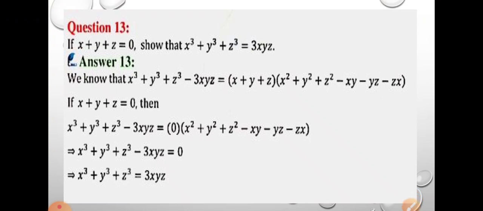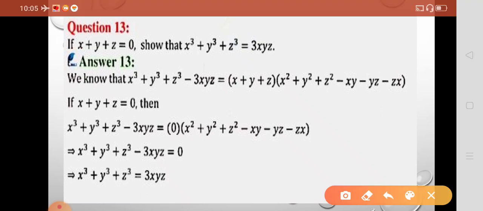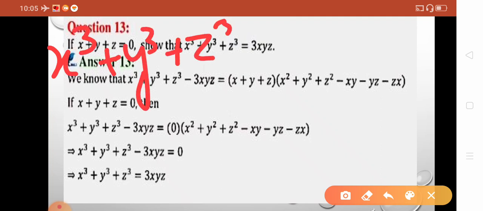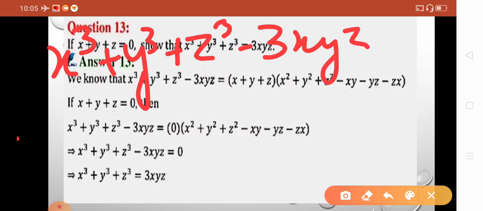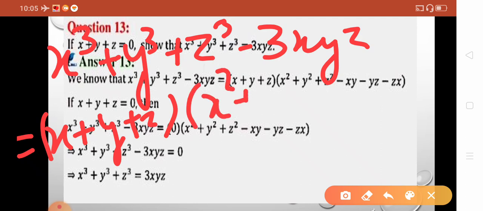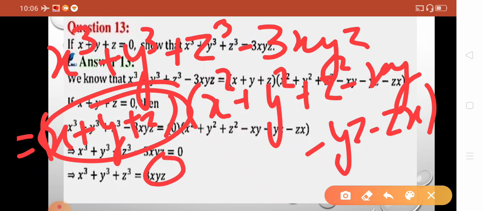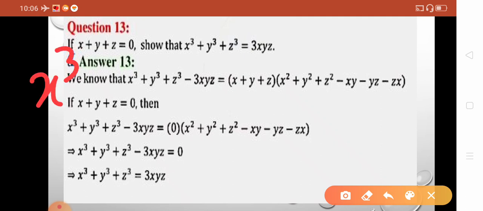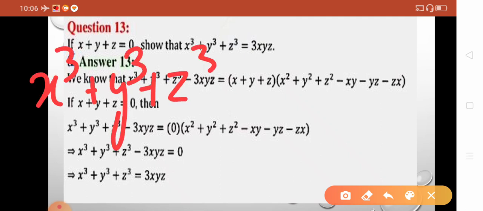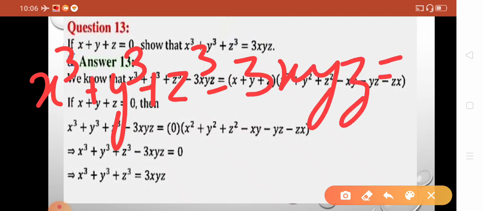If you have x plus y plus z is equal to 0, then you have to show that x cube plus y cube plus z cube is equal to 3xyz. So as you know, x cube plus y cube plus z cube minus 3xyz is equal to (x plus y plus z) into (x square plus y square plus z square minus xy minus yz minus zx). So if this value becomes equal to 0, that means this whole value will become equal to 0. That means your value x cube plus y cube plus z cube minus 3xyz is equal to 0 now.